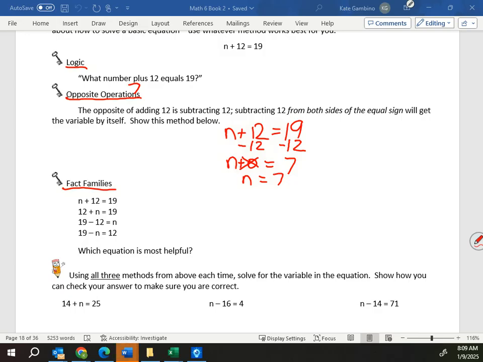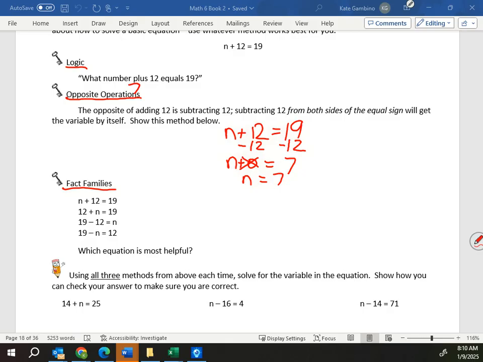Telling you right now, in the future, we're going to really focus on opposite operations when we get more complicated ones. Right now, they're a little bit easier. We can do some mental math with it, so we don't have to do the opposite operations, but in the next week or two, we're going to be using opposite operations a lot. So we're going to really be working on what that means.